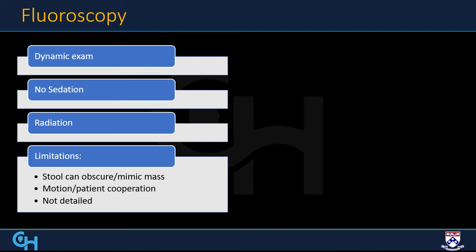Also noting that it's just not as detailed, that you can see a filling defect, but it doesn't really tell the full extent of the bowel wall or the involvement of the adjacent structures. You can also see luminal narrowing, which can be from bowel wall thickening, but you don't know, is that from inflammation or is that from a large mass?